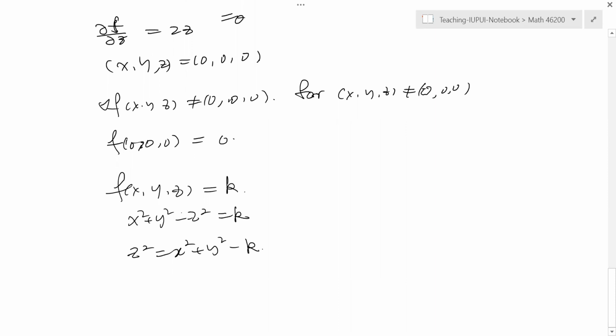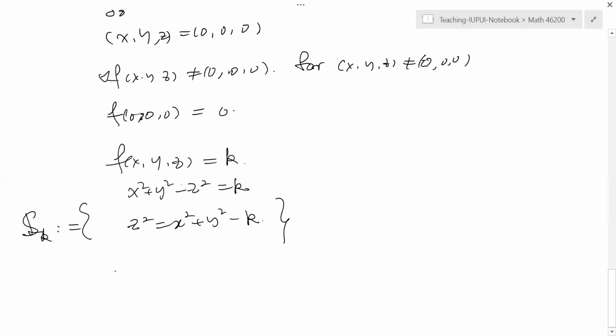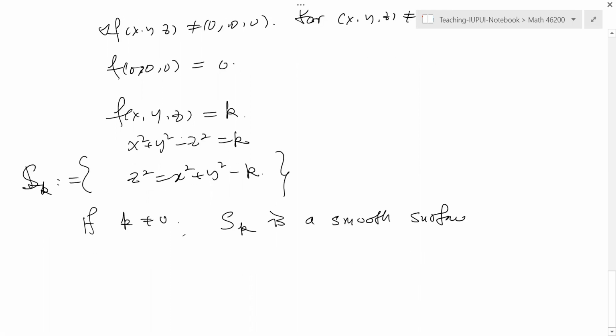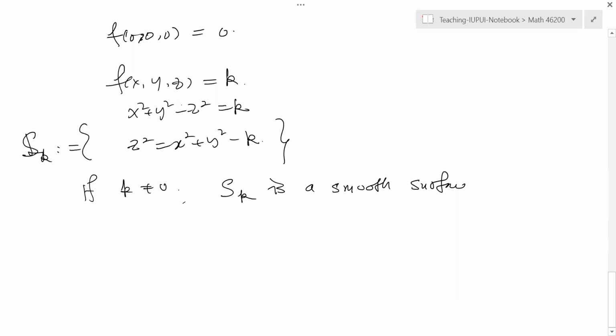When is this going to have a solution? This is a surface, S_K, determined by this equation. If K is not 0, S_K is a smooth surface. Why? Because the gradient is not 0, since it does not contain the origin. Now, what happens when K is negative? When K is negative, it's defined for every x.